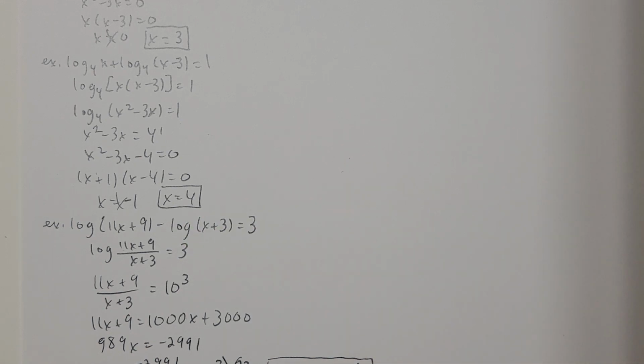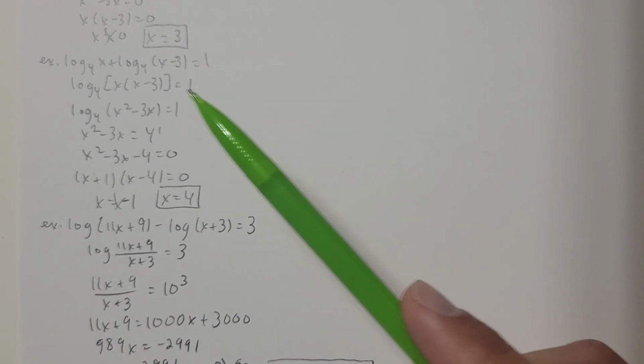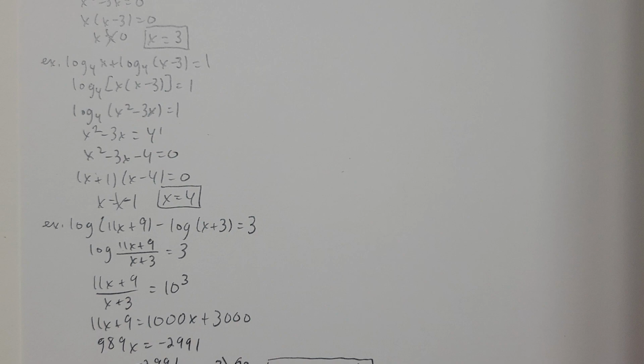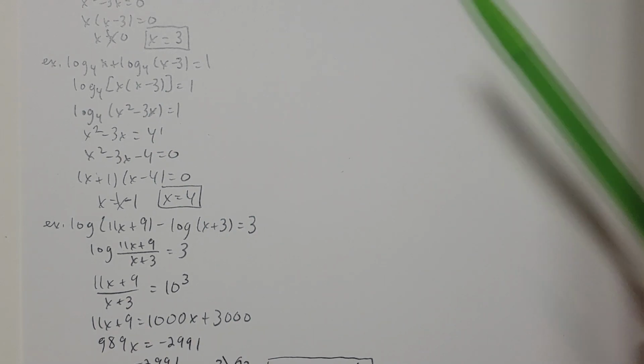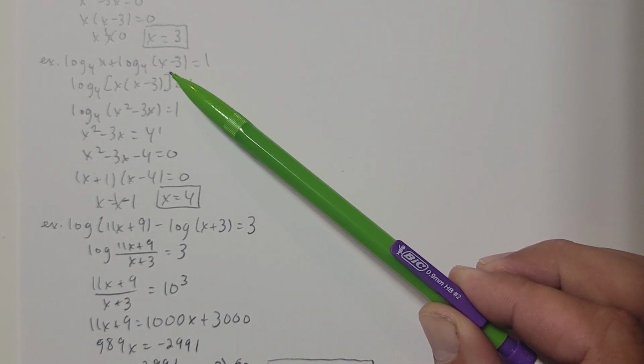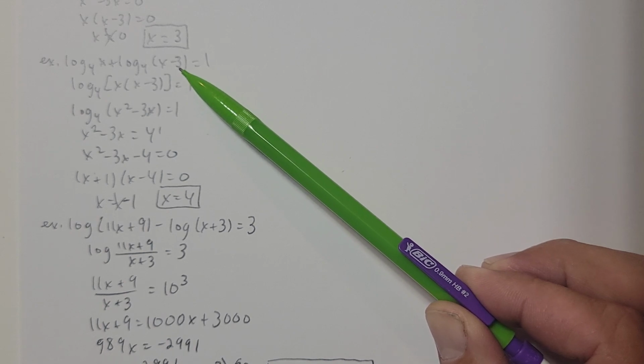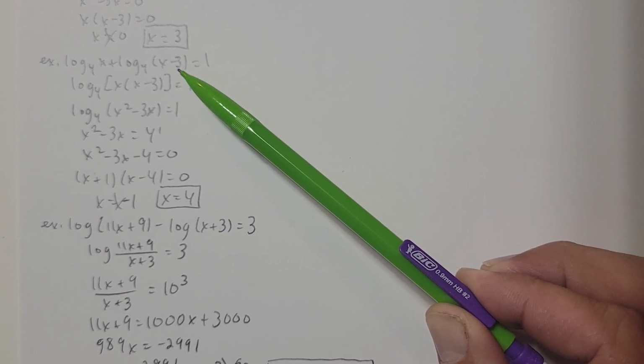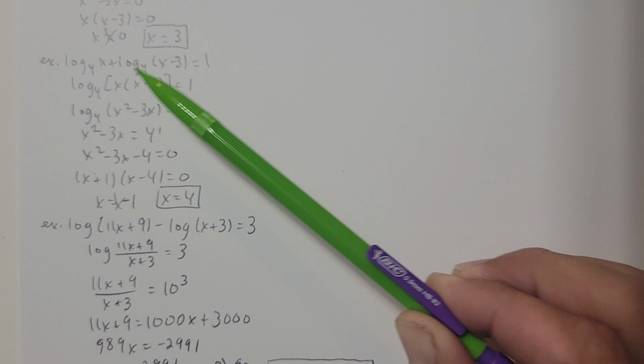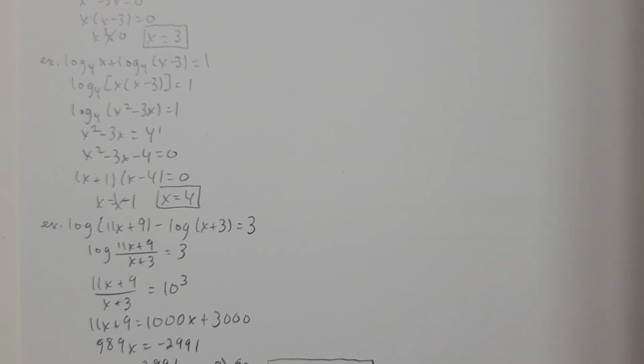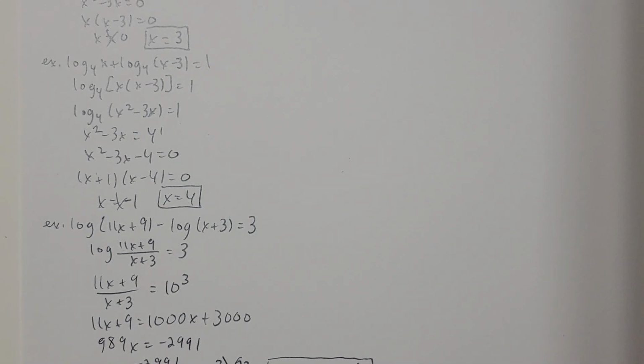If x is 4, I get log base 4 of 4, that's 1, plus log base 4 of 1. Log base anything of 1 is always 0. 1 plus 0 is 1. Okay, so 4 is going to be kept.